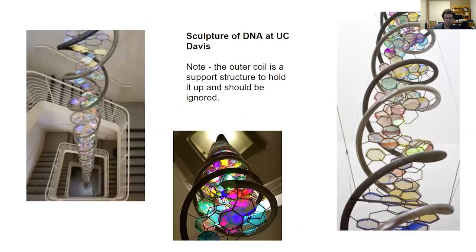Alrighty. So, just to finish up, because I love to finish up with a nice picture, this is a sculpture of DNA at UC Davis. Now, I really want to highlight here that the outer metal rod that's just a spiral is not actually part of DNA. It's just a material to hold up the glass and metal sculpture. It's there for engineering purposes. It should be ignored in terms of the overall structure of the glass plate DNA. And this runs up a staircase.